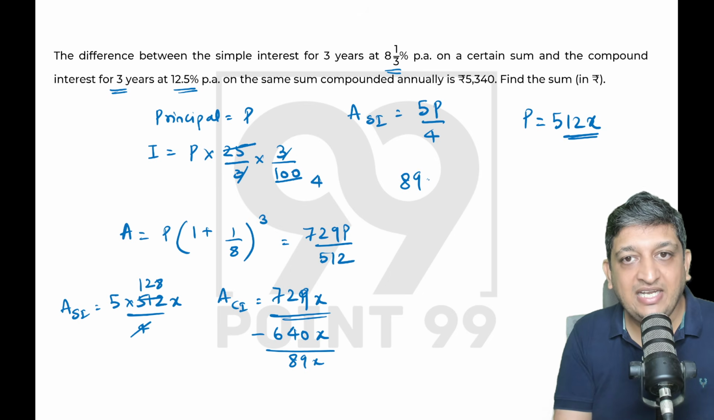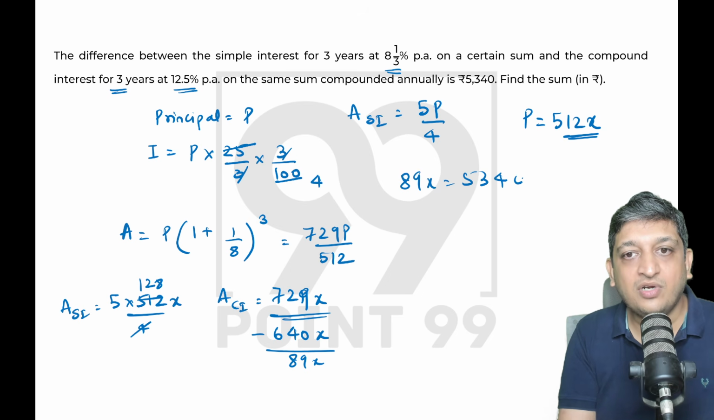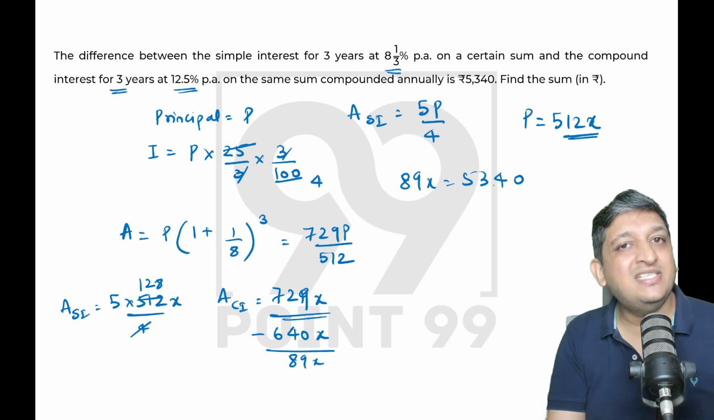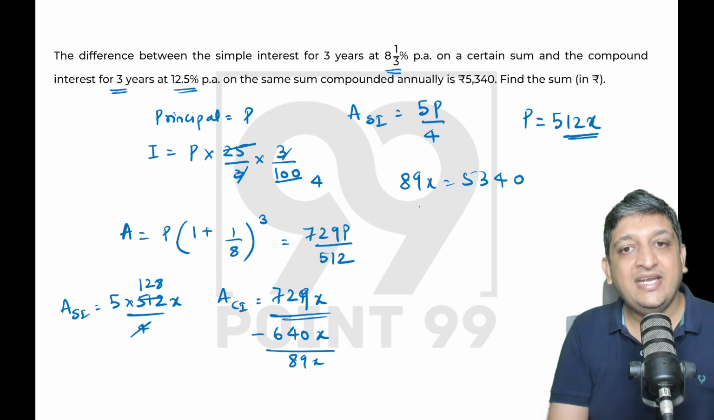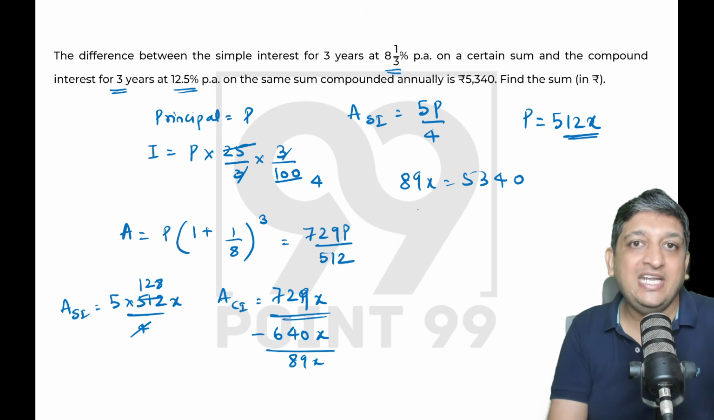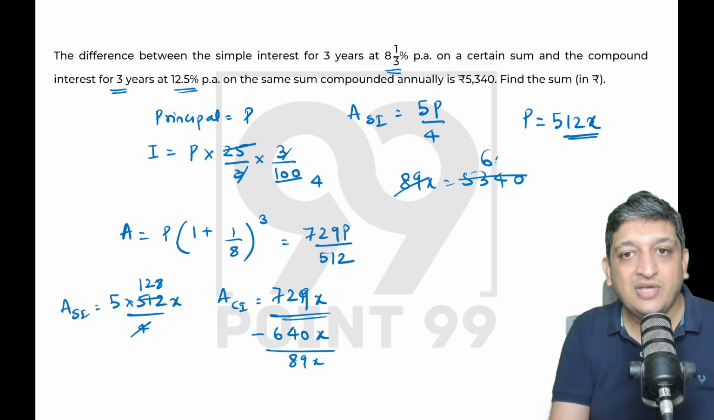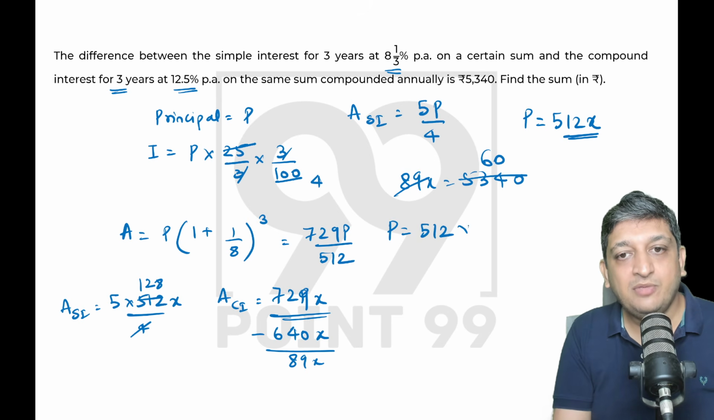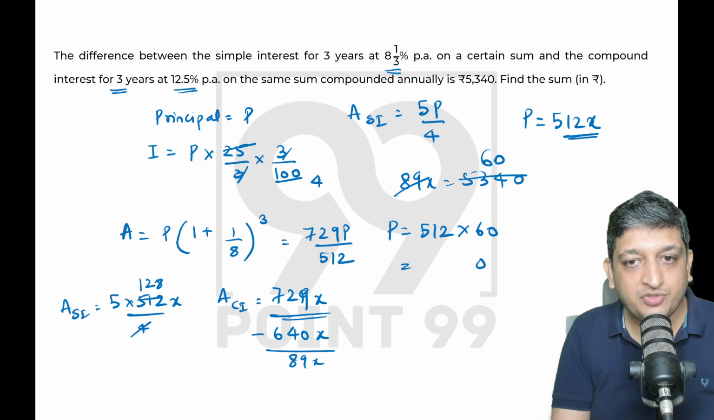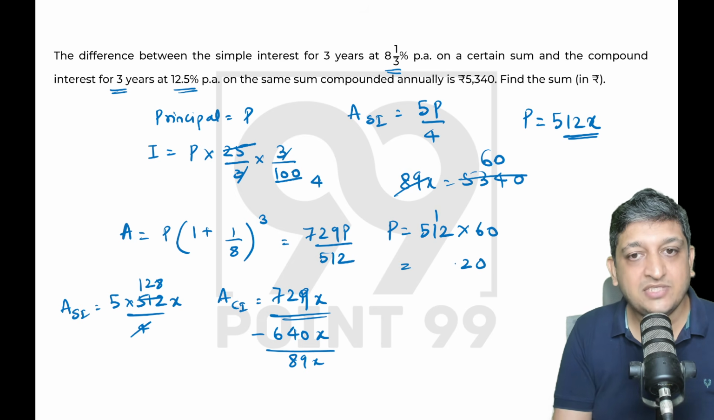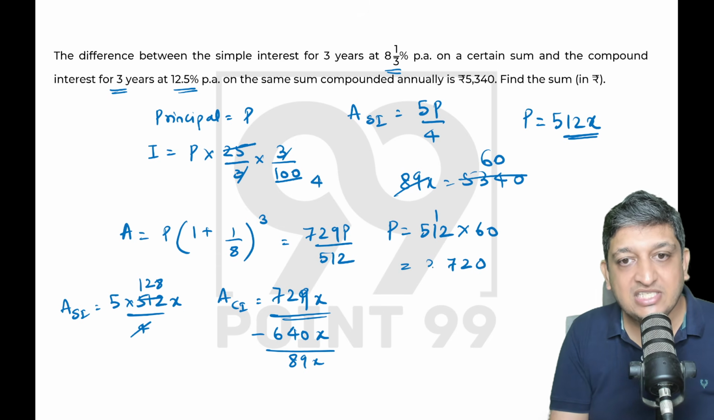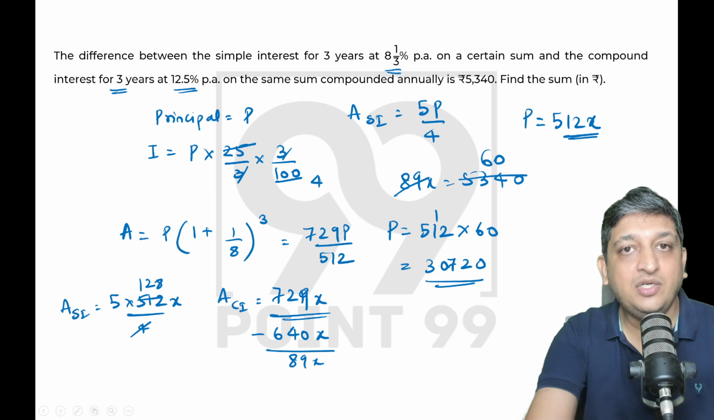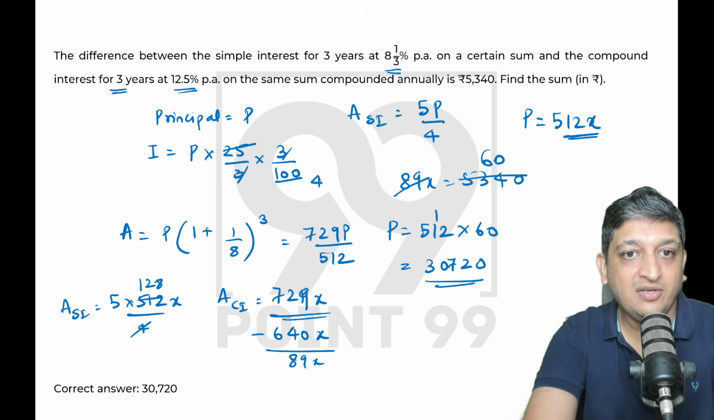Now I know that 89x equals 5340. So what will we get here? 89 into 6 if you do, because 9 6s are 54. Generally, 89 into 6 will be 90 minus 1 into 6, 540 minus 6, that is 534. So I am going to get x equals 60. So what is going to be the principal? It is going to be 512 into 60, which is going to be 0 as it is. 6 2s are 12, 6 1s are 6, plus 1 is 7, 6 5s are 30. So I am going to get my answer as 30720, which is also the answer to this particular question.